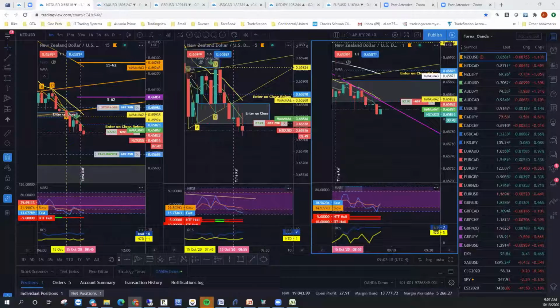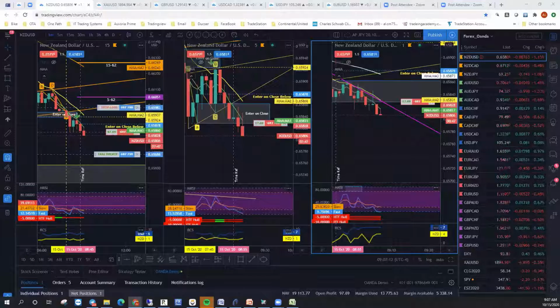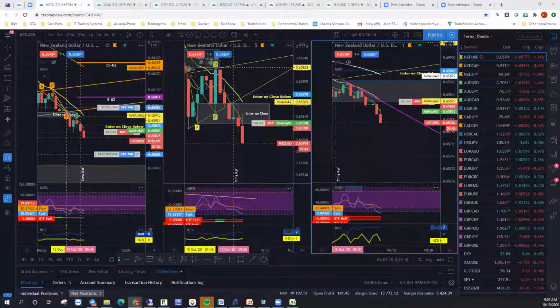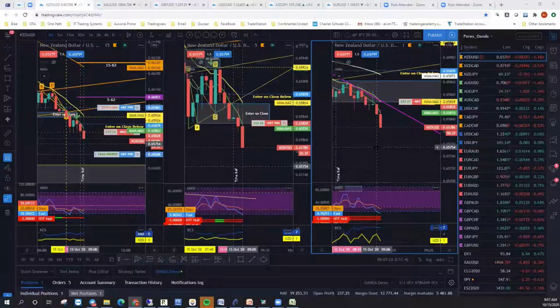I'm looking at this U.S. Swiss. It's still going to the upside, but I'm looking for it to give me a reason to go short on it. Here's your Kiwi. Yep, starting to break. There you are.